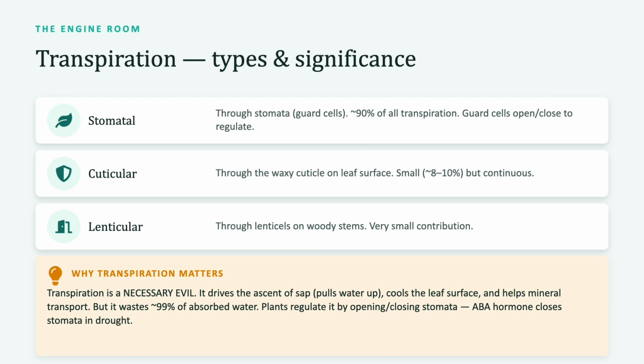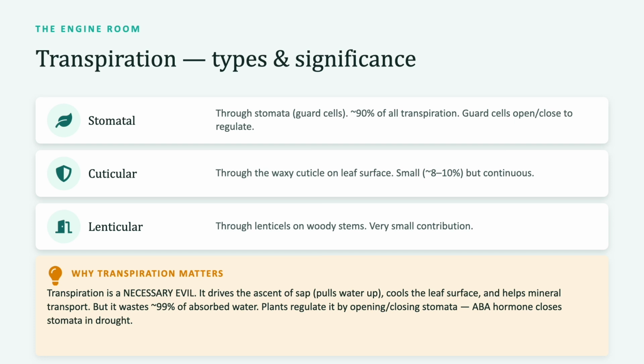Transpiration is the evaporation of water from plant surfaces. There are three types. Stomatal transpiration is the big one. About 90% of water loss happens through the stomata, the tiny pores controlled by guard cells on the leaf surface. Cuticular transpiration happens through the waxy cuticle, about 8 to 10%, and lenticular transpiration occurs through lenticels on woody stems, a very small amount.